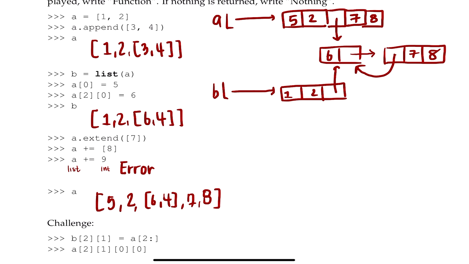Now our last line of code says A indexed into 2. A indexed into 2 is 0, 1, 2, this list right here. Then you want to index into the element 1, so 0, 1, which is this one, a pointer to this list. Then indexed into 0, which is the first element of this list, a pointer to this list. And finally, indexed into 0, which would output 6, since that is the first element of this list right here.